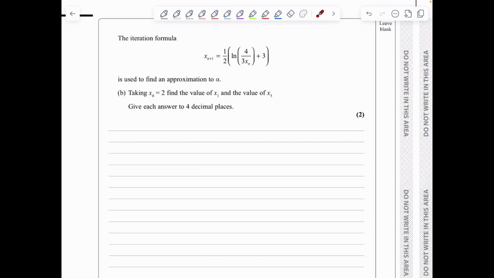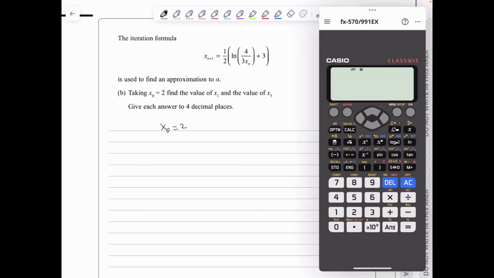In part B, we are given this iteration formula. We are starting at x naught is 2, and we need to find x1 and x5, giving each answer to 4 decimal places. So we are starting at 2. So I'm going to go on my calculator. I press 2 and the equal sign. So I've stored 2 on my answer key.